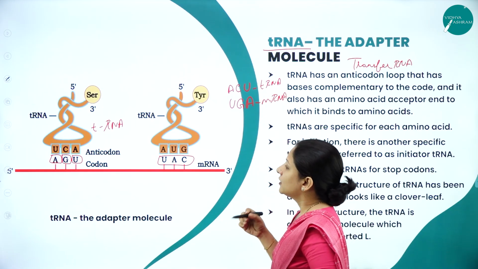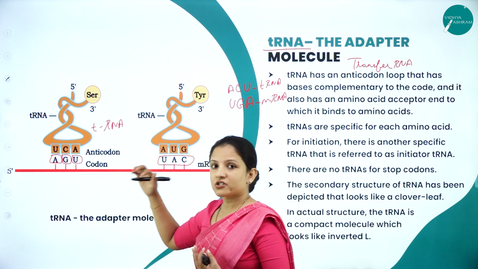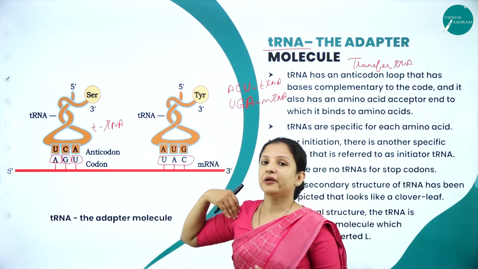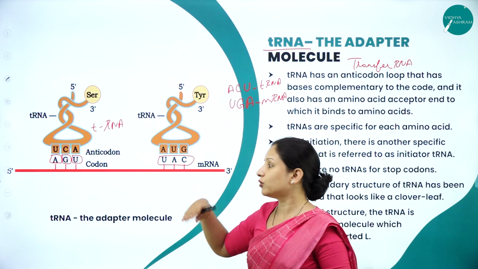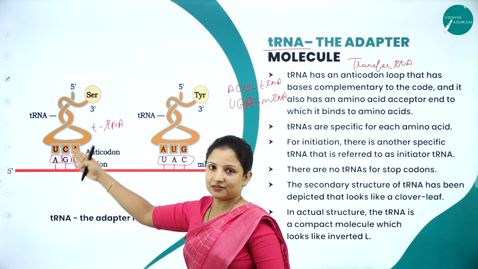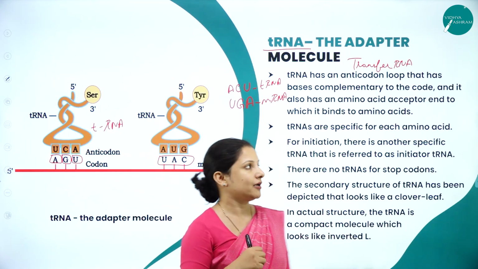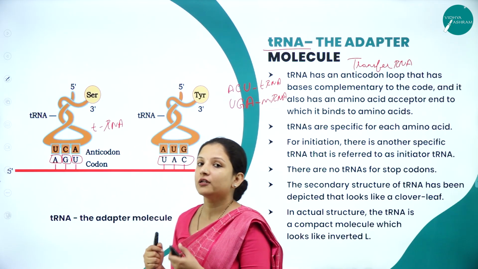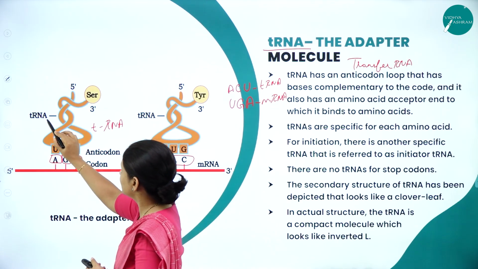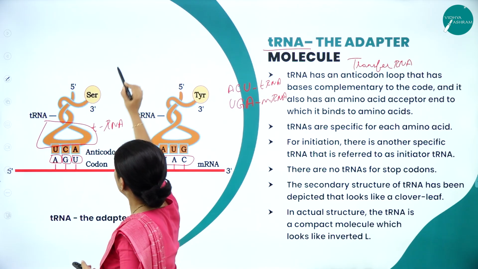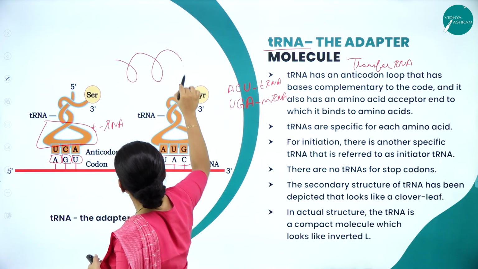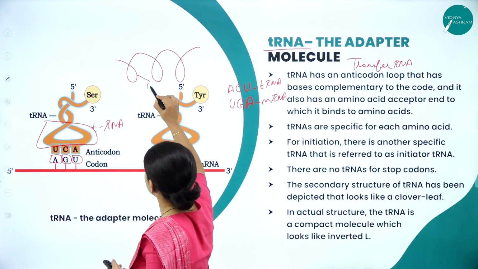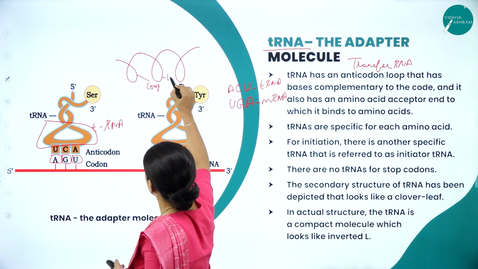Therefore, those tRNAs which have the respective complementary sequence or the anticodon to that particular mRNA sequence will come and bind here. So tRNA has an anticodon loop. We call it an anticodon loop because doesn't this portion look like a loop? What do you mean by loop? This is a loop. So this is the first loop, the second loop.